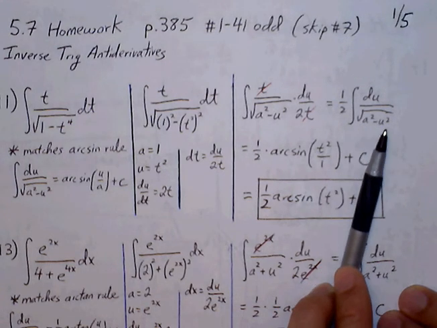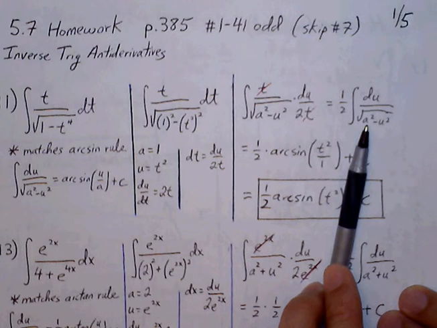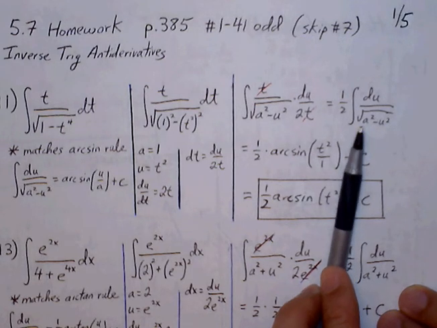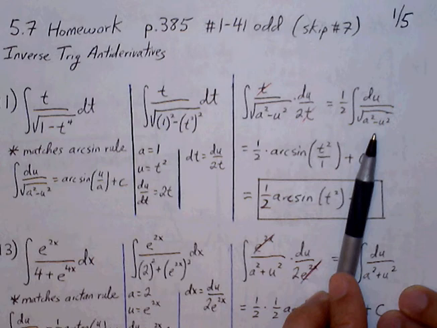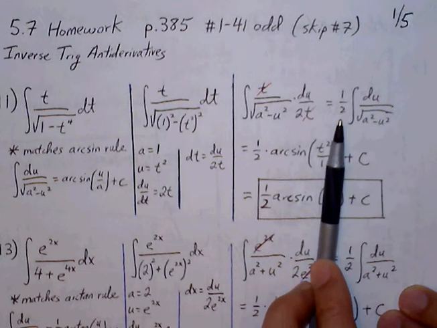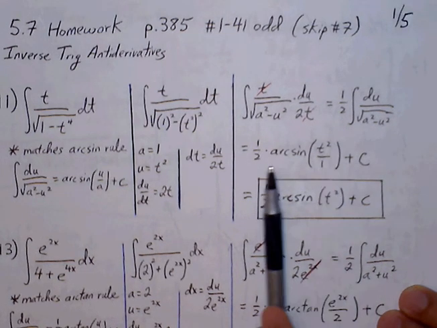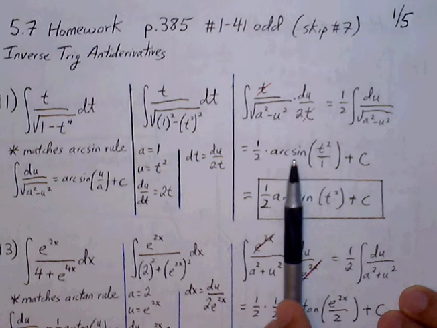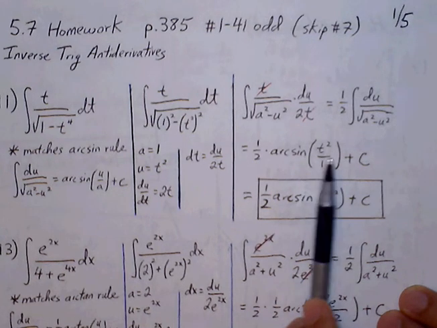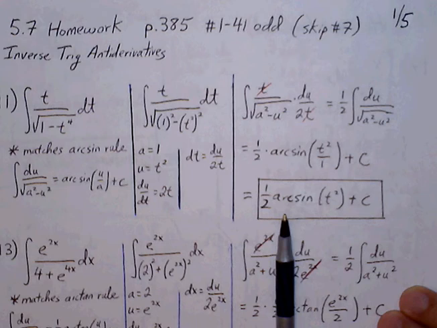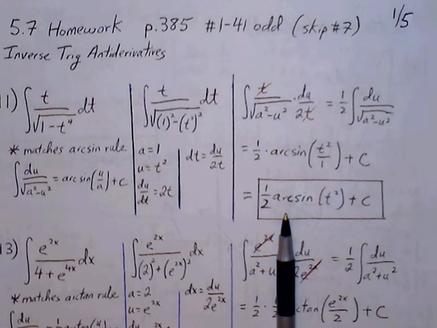Okay, we already said that this matches with our arc sine rule. So our rule is simply arc sine of u over a plus c. We do need to keep the coefficient, so we pull the coefficient in front. 1/2 arc sine of u over a plus c. So that's our solution there.